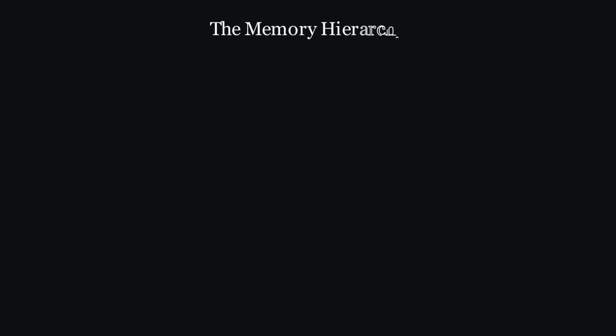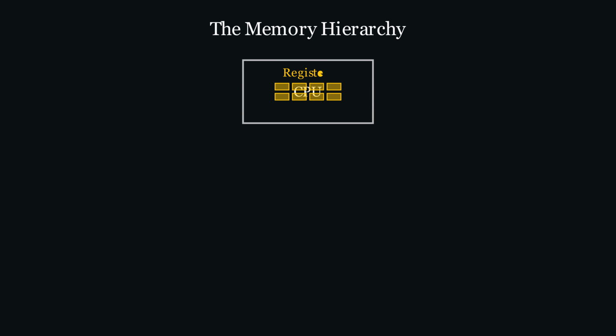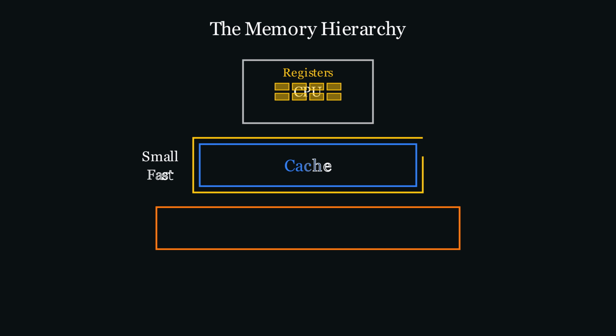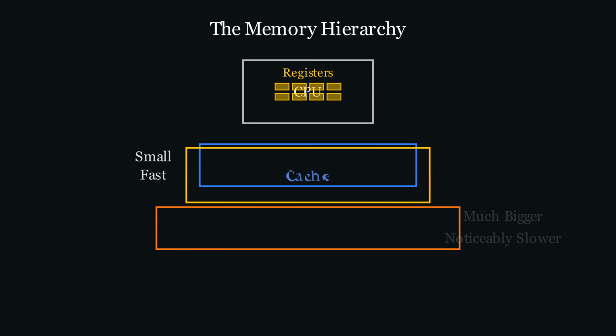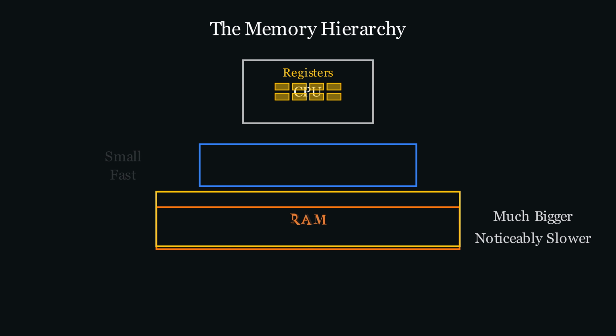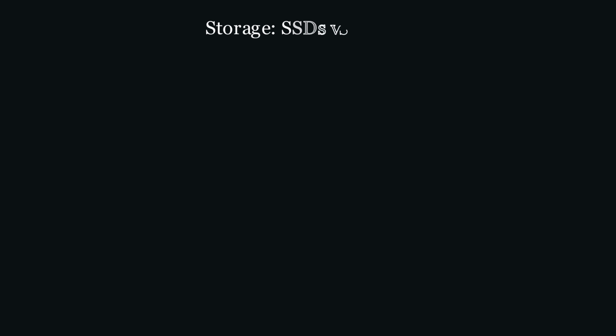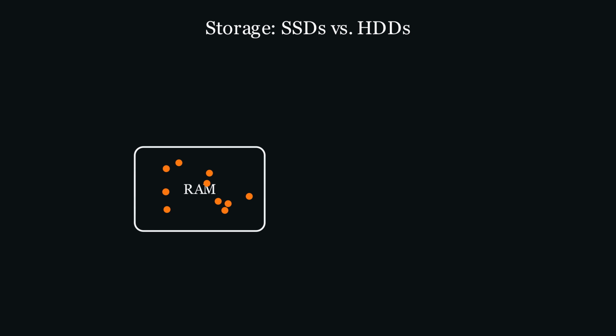Registers are blazing fast, but there are only a handful of them. So computers back them up with a hierarchy of larger, slower memory. Cache sits just outside the CPU, small, fast, and holding whatever data was used most recently. Beyond that is RAM, much bigger, noticeably slower, holding everything a running program currently needs. RAM forgets everything the moment the power turns off.